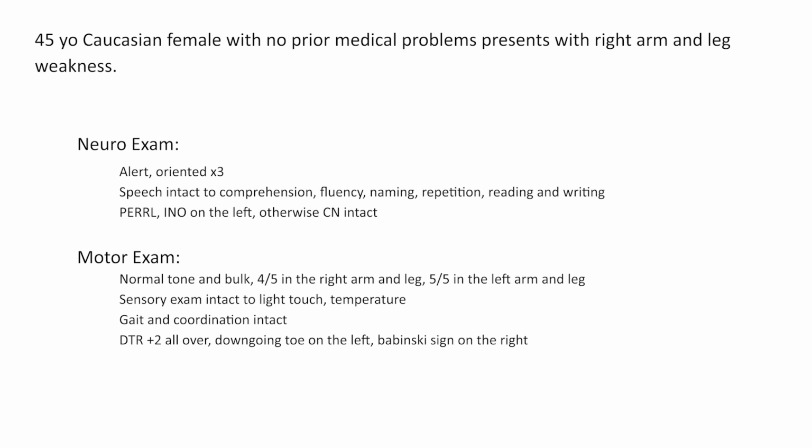Her motor examination shows normal tone and bulk. She has, like our previous patient, 4 out of 5 strength in the right arm and leg and 5 out of 5 in the left arm and the left leg. Her sensory examination is intact to light touch and temperature. Gait and coordination are intact. Deep tendon reflexes are +2 all over with a downgoing toe on the left and again a Babinski sign on the right. Based on the information provided, where do you think the lesion is?